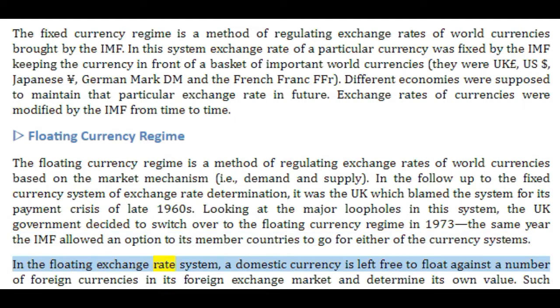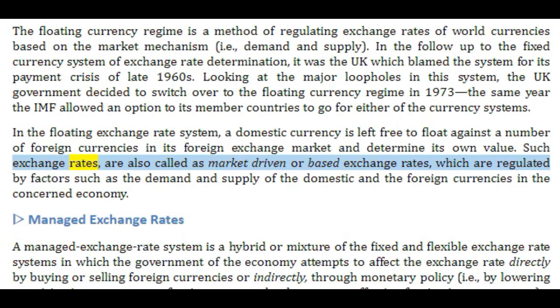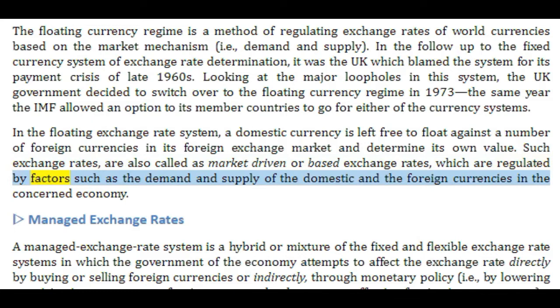In the floating exchange rate system, a domestic currency is left free to float against a number of foreign currencies in its foreign exchange market and determine its own value. Such exchange rates are also called market-driven or market-based exchange rates, which are regulated by factors such as the demand and supply of the domestic and the foreign currencies in the concerned economy.